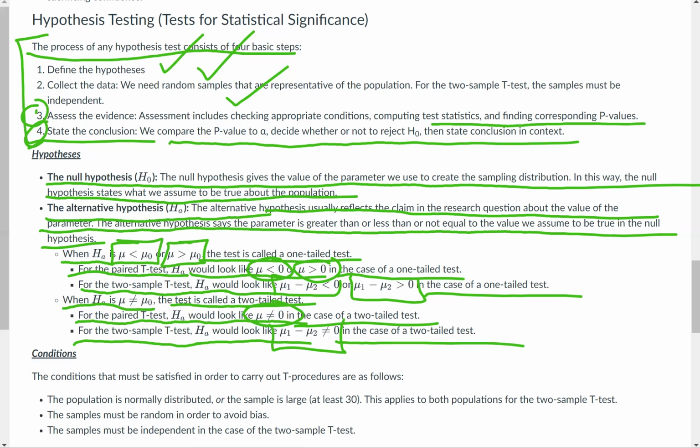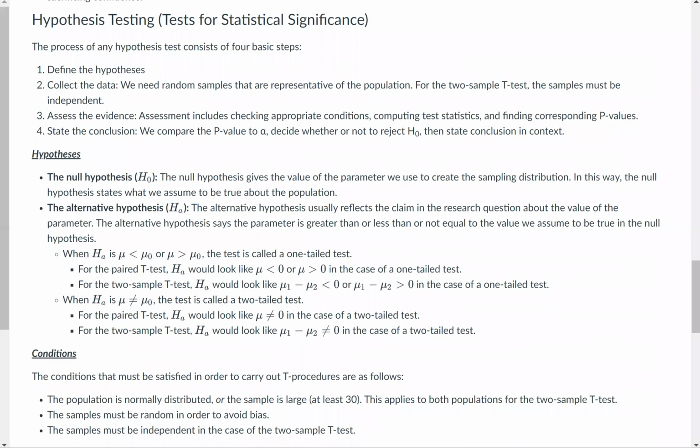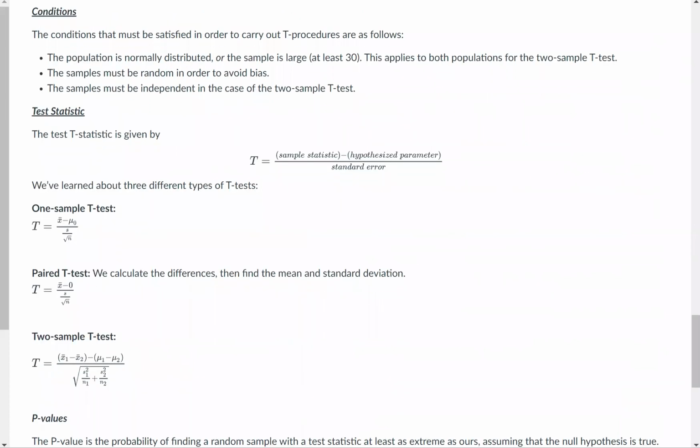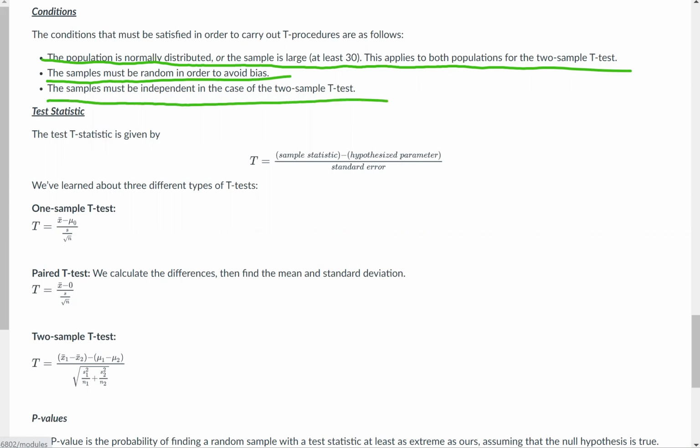Now we'll look at conditions here. The conditions that must be satisfied in order to carry out a t procedure are as follows. First, the population is normally distributed or the sample size is large, at least 30. This applies to both populations for the 2-sample t-test. The samples must be random in order to avoid bias. And thirdly, the samples must be independent in the case of the 2-sample t-test.